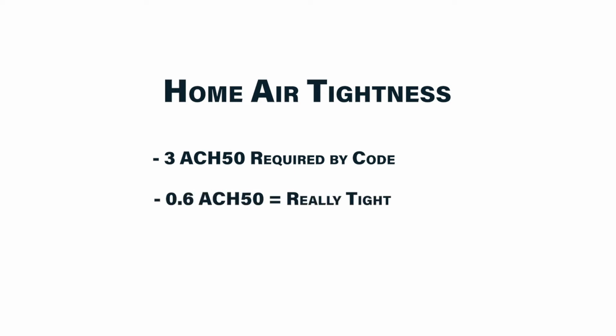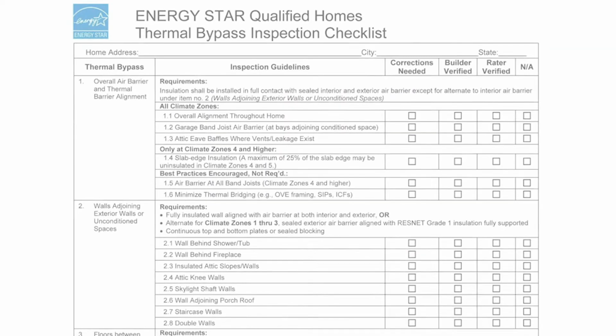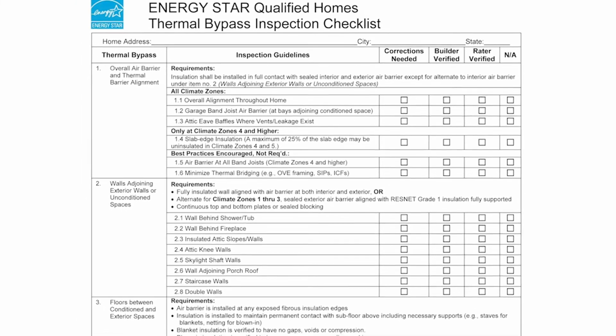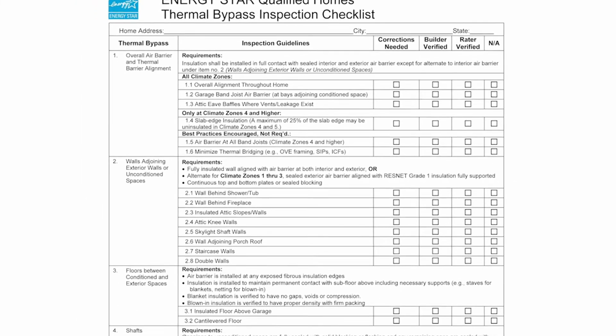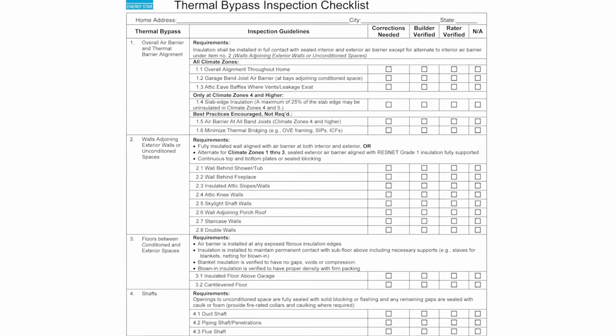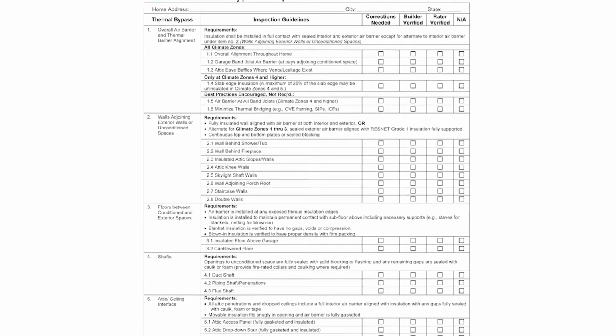Note, though, that really airtight homes can be as low as 0.6 ACH 50. That happens to be the required air tightness for the Passive House program. That is 5 times tighter than required by the code. So as I said, 3 ACH 50 requires attention to detail, but if you follow the Energy Star thermal bypass checklist, you are well on your way to code compliance for air leakage.